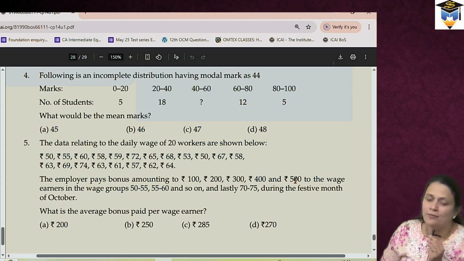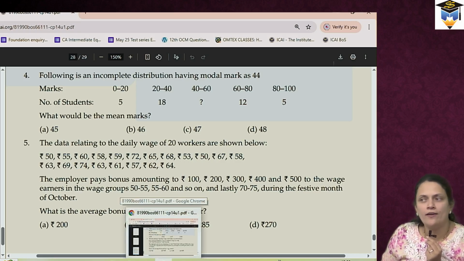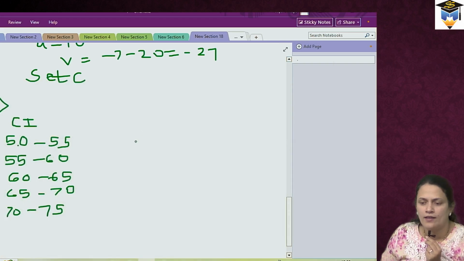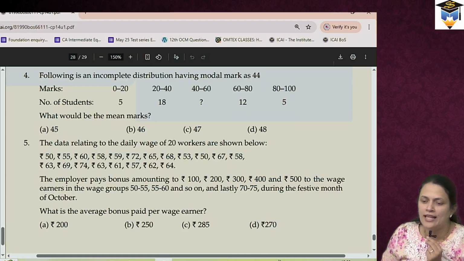Okay. See, now tell me how many lie in the class interval of 50 to 55? 1, 2, 3, 4. So its frequency is 4. Correct? Next. Find out how many lie between 55 to 60. So 1.